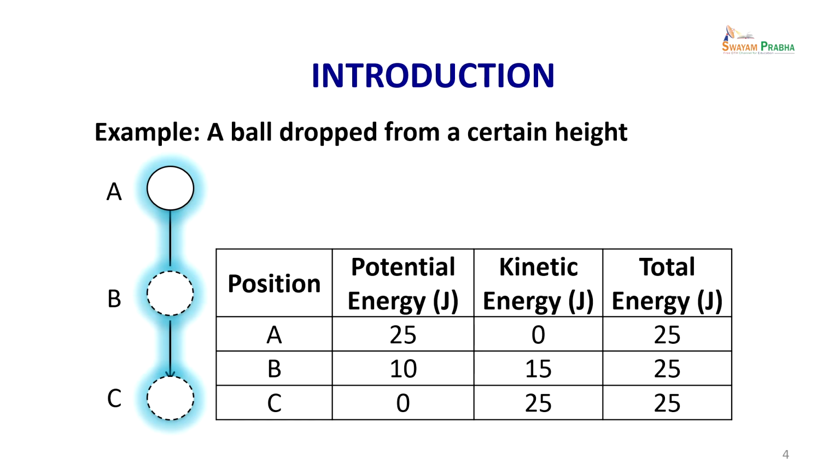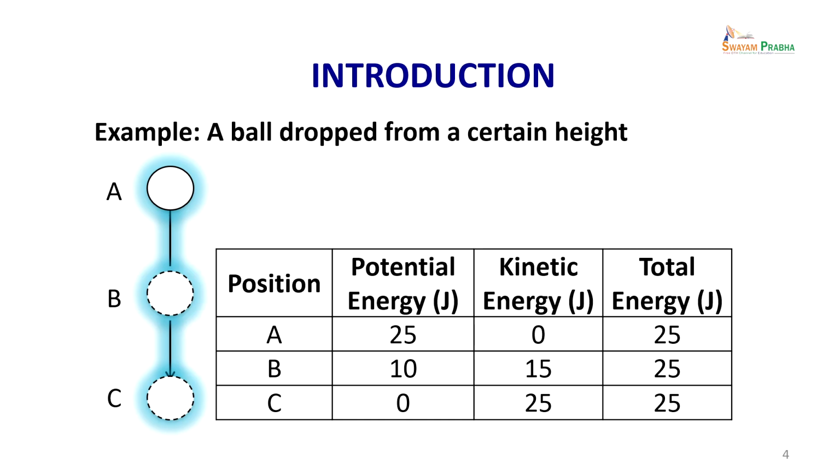As the ball moves from position A to B, the potential energy is converted into kinetic energy. That means the potential energy reduces from 25 joules to less than 25, and the kinetic energy increases from 0. In this example I have taken a value of 10 joules of potential energy and 15 joules of kinetic energy at position B. But the total energy has no change. This is what we infer from the law of conservation of energy: one form of energy can be converted into another form, but the total energy of a system remains constant.